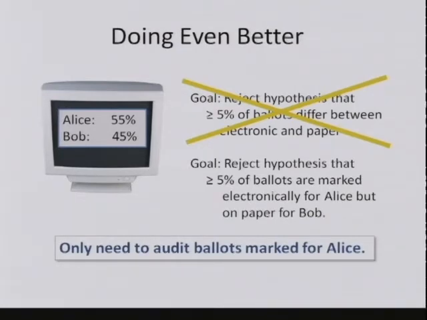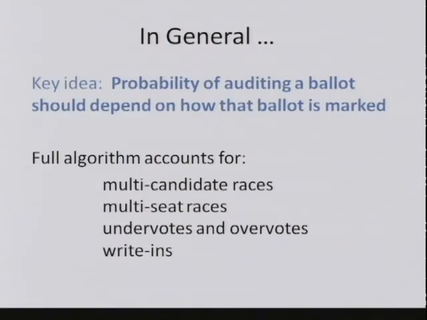Now, this is a two-candidate race where there are no write-ins, no undervotes or any of that, but it turns out that you can work out an algorithm, and we did, that is more general. In general, the probability of auditing a ballot can depend on how that ballot is marked. The intuition is that ballots marked for winning candidates get more attention, and ballots marked allegedly for losing candidates get less attention. The full algorithm accounts for multi-candidate races, multi-seat races, undervotes and overvotes, write-ins, and all that stuff. And you can prove that it is as good as the previous auditing method.